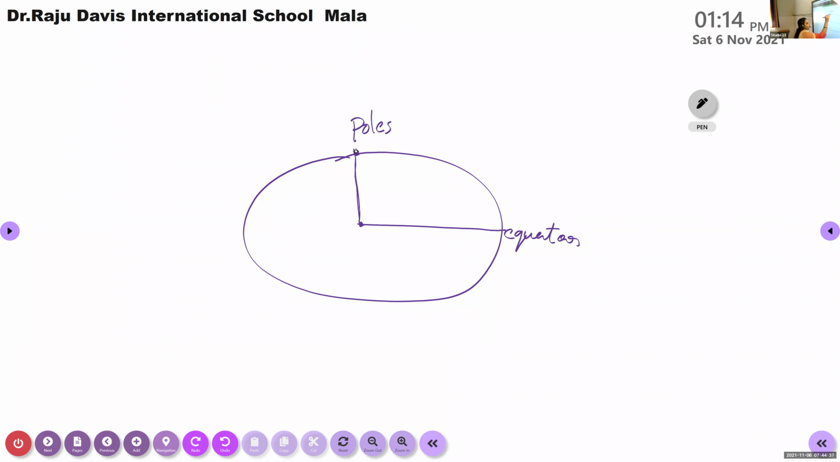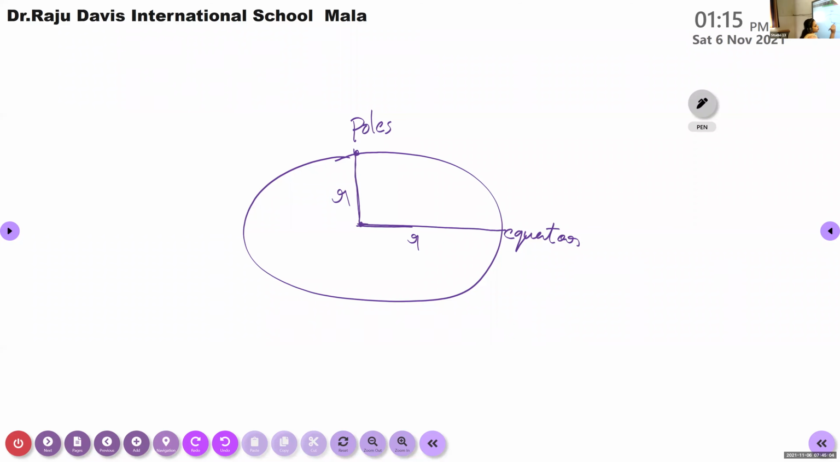The radius of the earth is greater at where? At poles or at equator? Equator. At equator. Very good. So the radius of the earth increases towards the equator. Then what do you think? What about the value of g at the equator? Decreases. It decreases. Excellent.